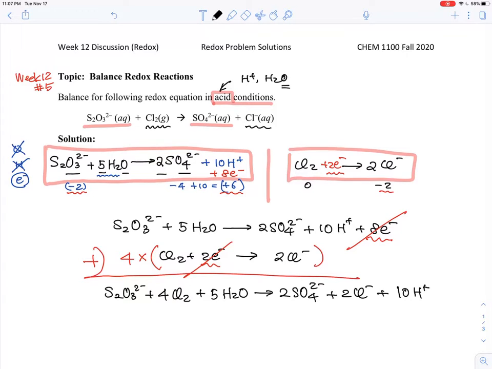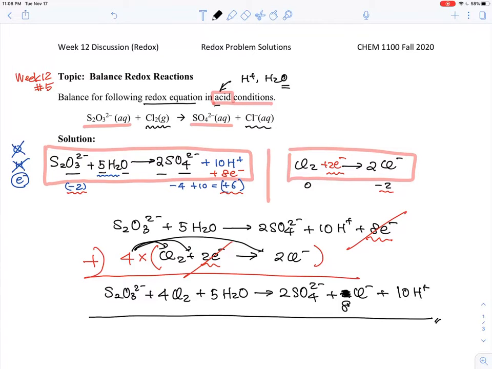Oh, no, sorry, I think I forgot about this, right? This is multiplied by that, so that's an 8, and this one becomes an 8. So that would become 8 chloride ions, Cl minus. Yep, so this is the answer for the balanced redox reaction in acidic conditions.